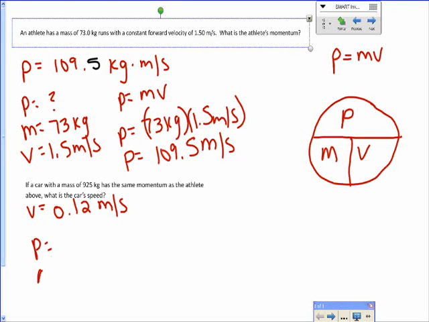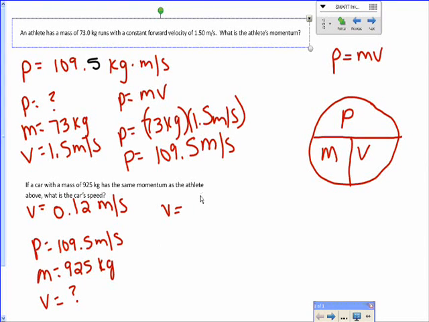We're going to have the same three variables, P equals, M equals, V equals, and it actually tells us we're going to use the momentum from problem number 1. So we're going to use the same momentum that we discovered in problem number 1. It asks what is the car's speed, so we know we're looking for velocity, and it tells us that the car has a mass of 925 kilograms. So since we're solving for velocity or speed, we have V equals.